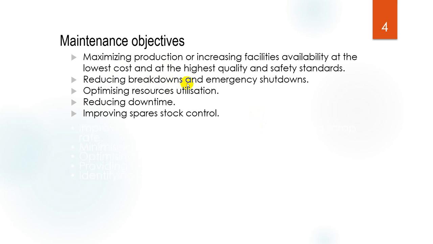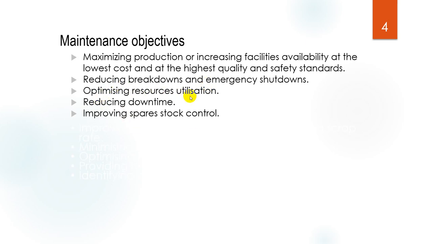Reduce breakdown and emergency shutdown. Of course, if you have any breakdown, that means you stop the production. If you have any emergency shutdown, that means you are forced to do certain maintenance without planning, without preparing. Planning means preparing. You plan for your resources, for your time, for your production, for everything. You plan for this kind of activity, whether it's shutdown or maintenance.